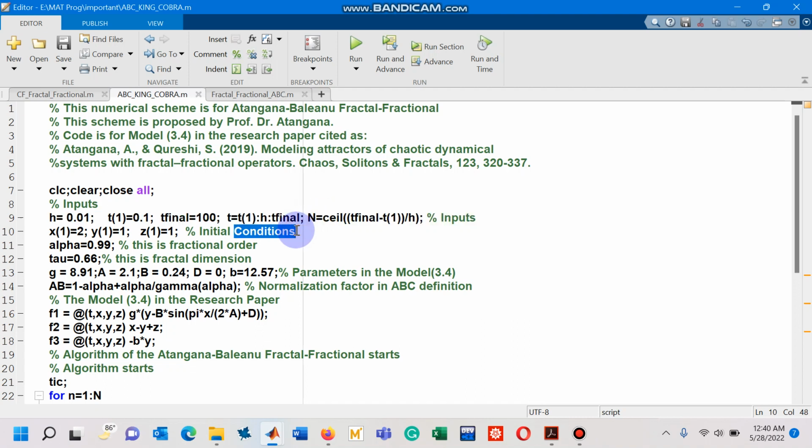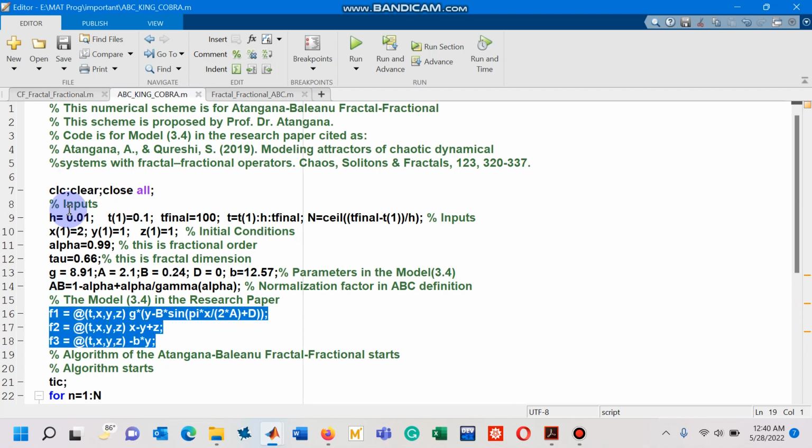Line number 10 is the values of initial conditions. Line number 11 is an arbitrarily chosen value for the fractional order alpha. Line number 12, once again an arbitrarily chosen value for tau to be 0.66, and this is called the fractal dimension. Line number 13 shows values of the parameters which are required to be substituted in the nonlinear system. Line number 14 is the value for the constant AB, which is defined as a normalization factor in the ABC, Atangana-Baleanu-Caputo definition. Now you can see lines 16, 17 and 18 are the nonlinear system that was given in the research paper by equation 3.4.